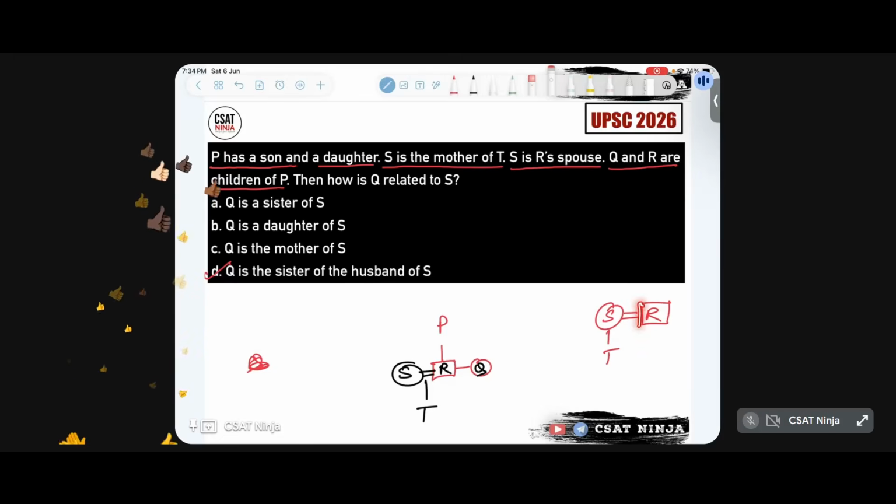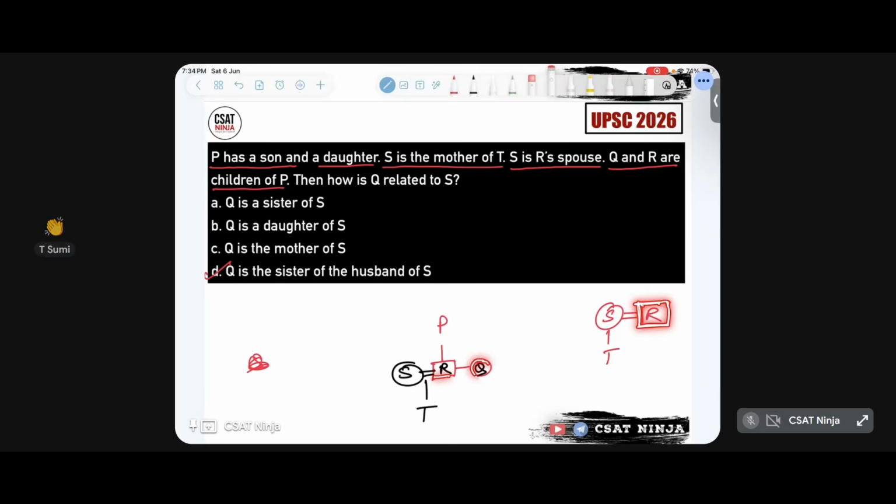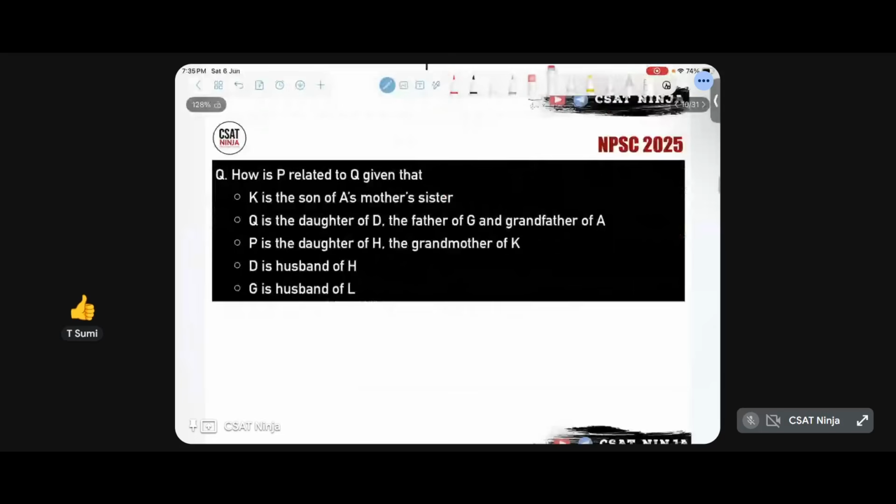So the tricky part was this one only. R's gender we know from here, and we have two genders unknown here, but because of this reference, we are doing this, and we know that in this generation we have Q and R. That's the reason why we can combine these two together, okay? Let's move on to the next one.